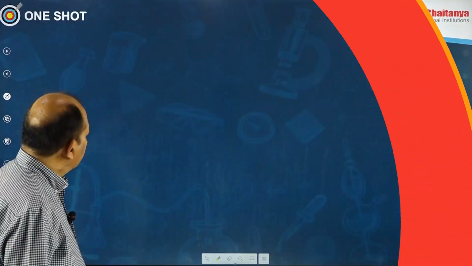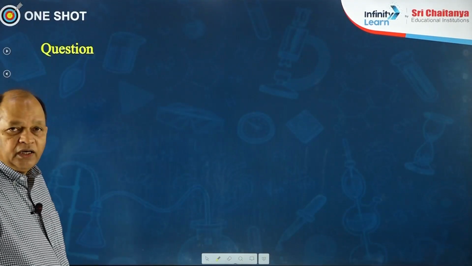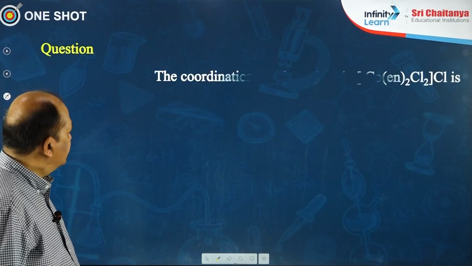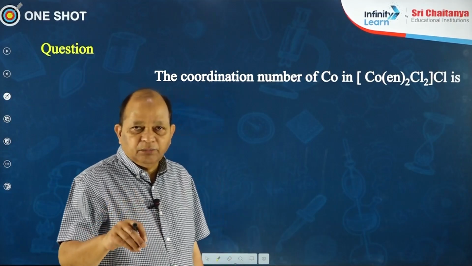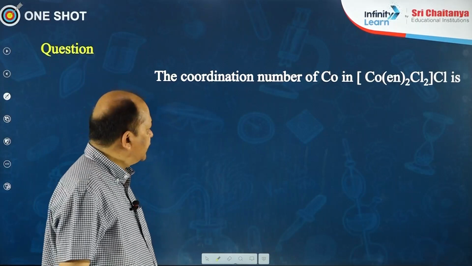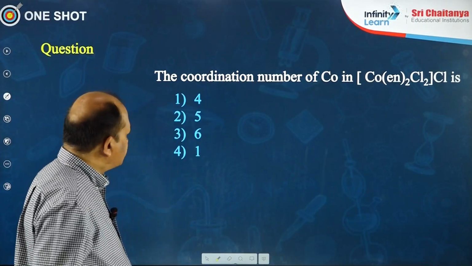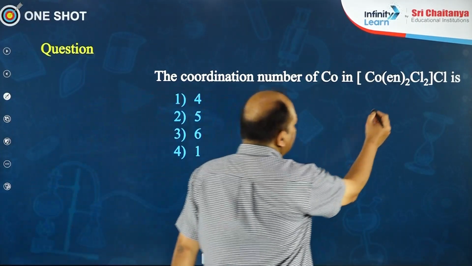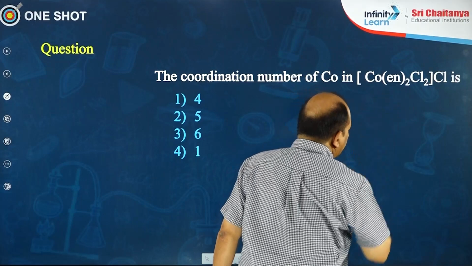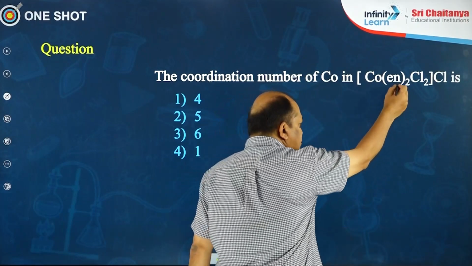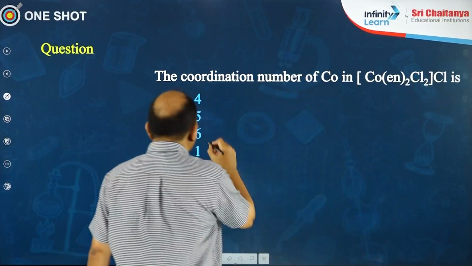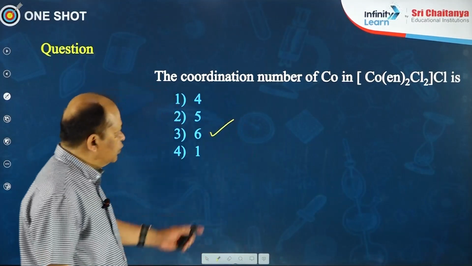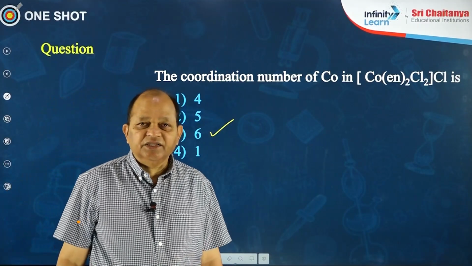You can get a question on coordination number like this. They will give a complex and ask the coordination number of the central metal ion. So, here 4 options he gave. Now, we can see here ethylene diamine is a didentate ligand, and 2 such molecules are there. So, here 4 plus 2 is 6. So, the coordination number of cobalt in this complex is 6.